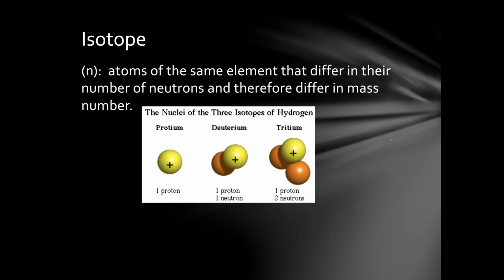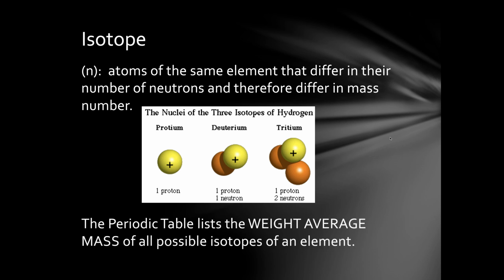That's what makes them hydrogen. But the number of neutrons can be different. Now, protium is by far the most common of all of the isotopes. Deuterium is the second most common, and tritium, which is radioactive, is actually pretty rare. But they are all atoms of hydrogen. The only difference is that they have a different number of neutrons, and therefore their masses are different. Protium has a mass of 1, deuterium has a mass of 2, and tritium has a mass of 3.